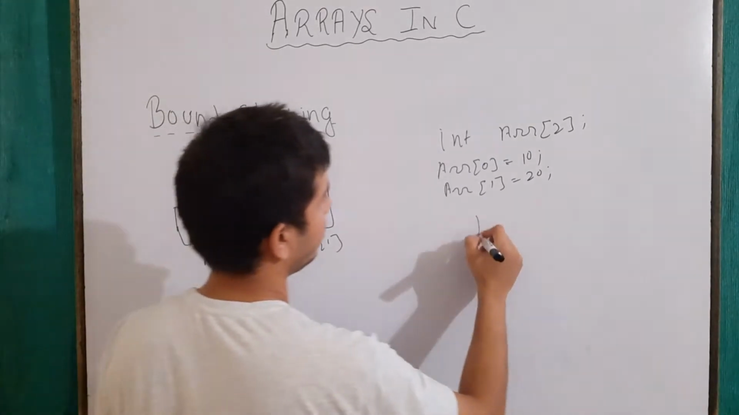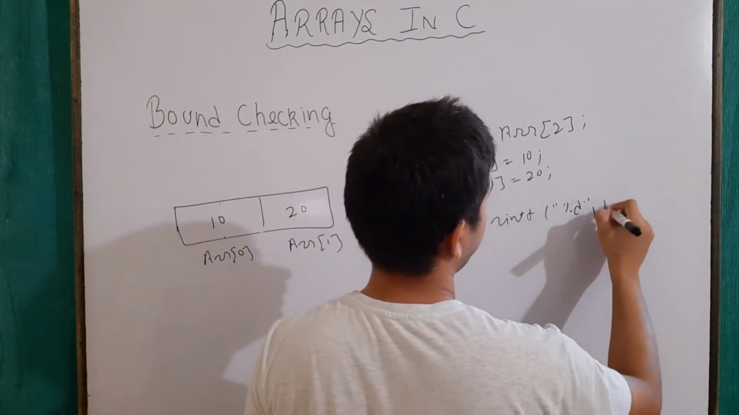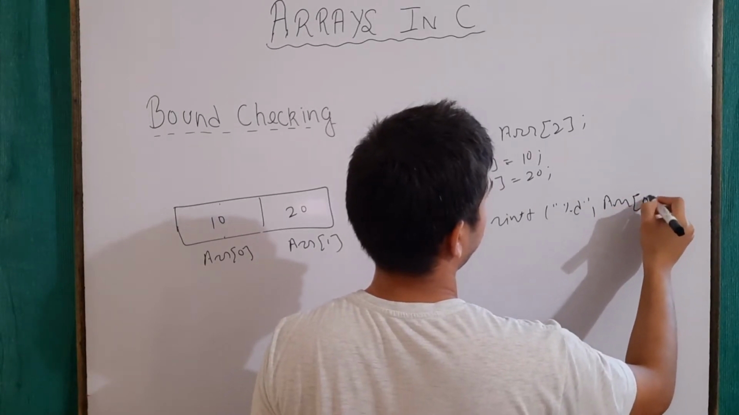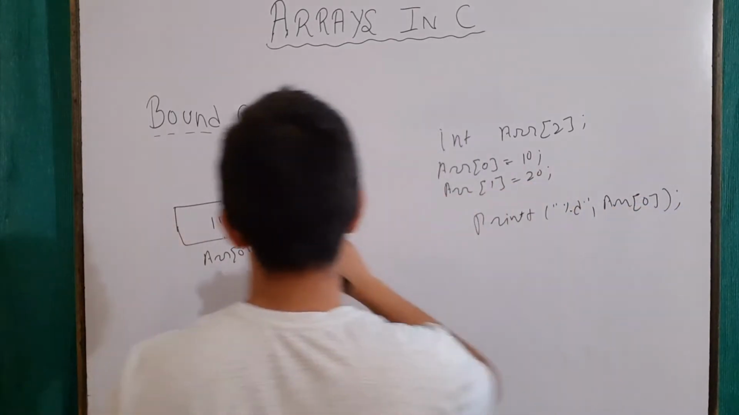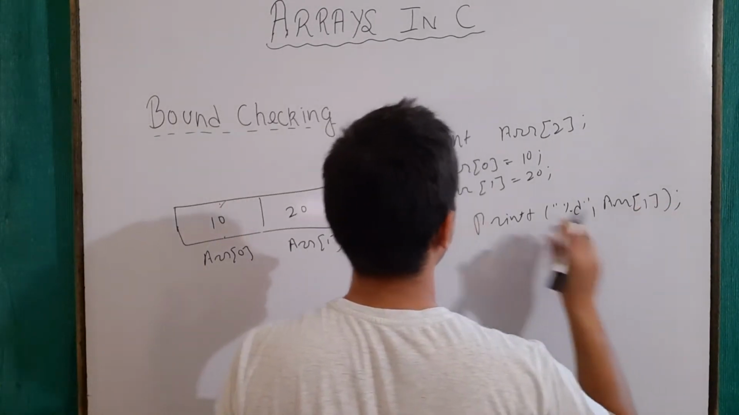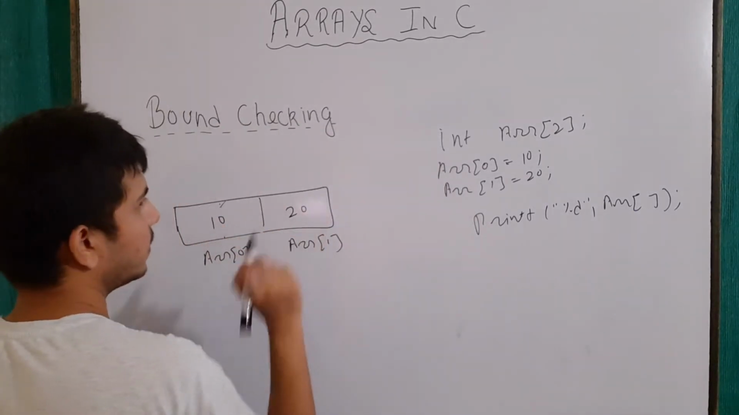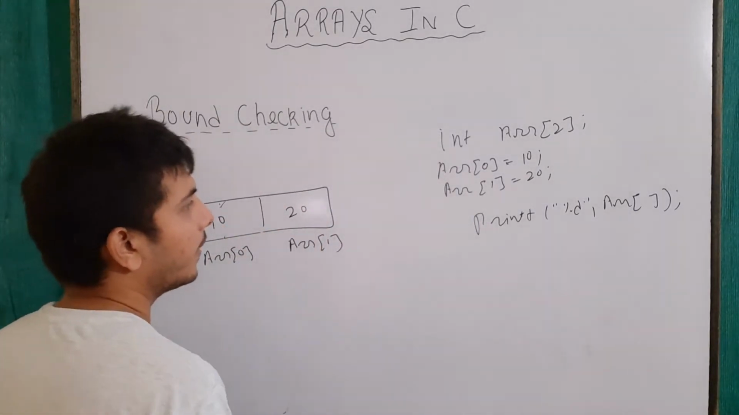Now if I do printf of %d array[0], it will simply give me 10. The output will be 10. Or if I write 1 here, then the output will be 20. Easy. This is the 0th location, this is the first location.